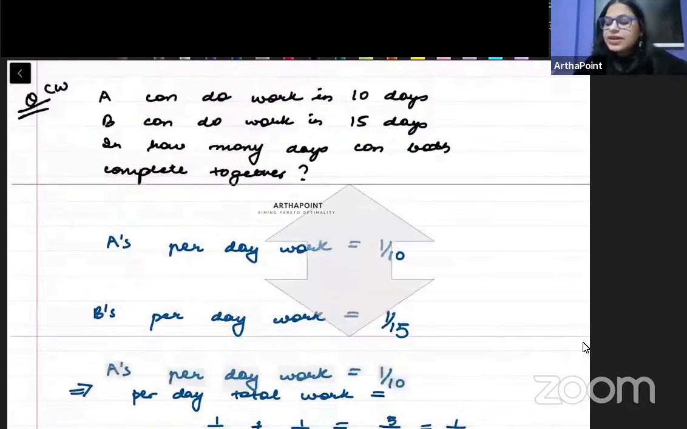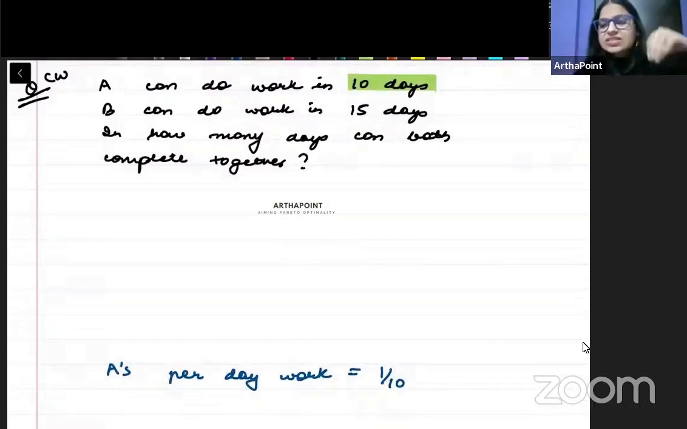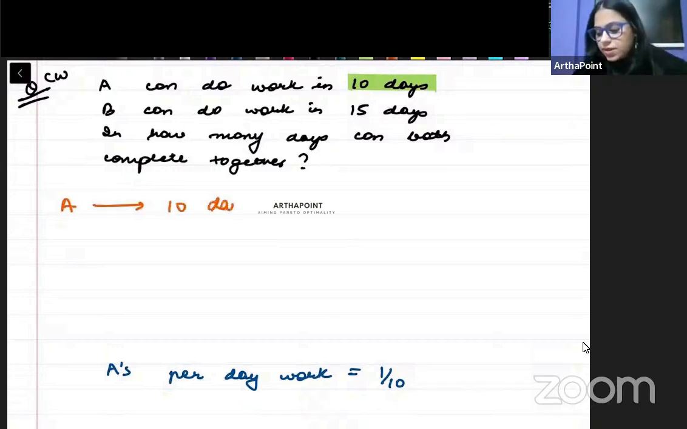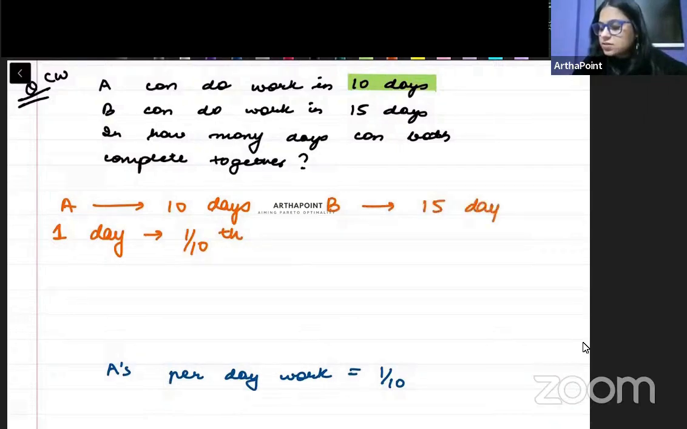So this says that A can do a work in 10 days. If A is individually putting all his effort, then A can do the task in 10 days. So beta, if A can do it in 10 days, always work it out in terms of 1. So in 1 day, how much task can he do? 1/10 of the task. Similarly, B can do the task in 15 days. So in 1 day, how much task can he do? He can do 1/15 of the task.